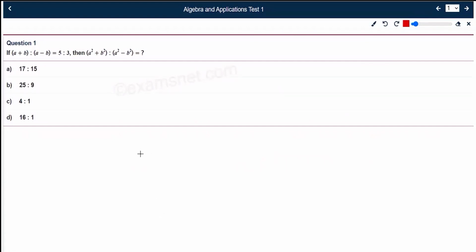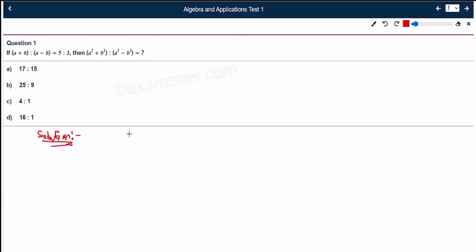Hello students, here I'm going to start discussing all the solutions from practice set 1 of algebra and applications. Here is the first question. If the ratio of a plus b and a minus b is 5:3, then what will be the value of the ratio a square plus b square and a square minus b square? Let's start with the solution first.